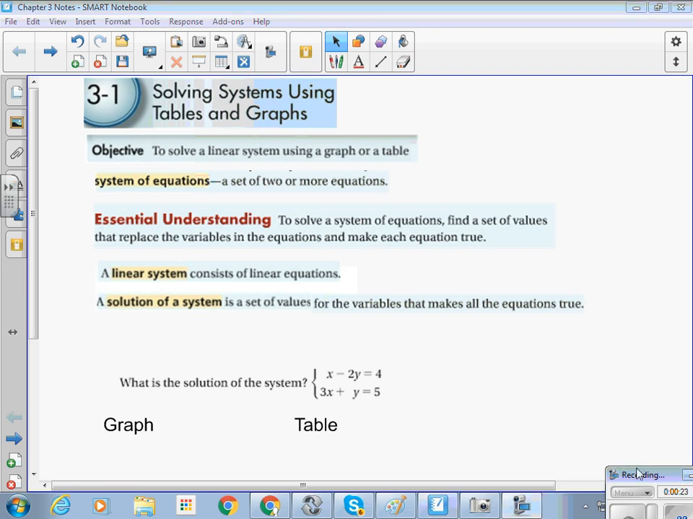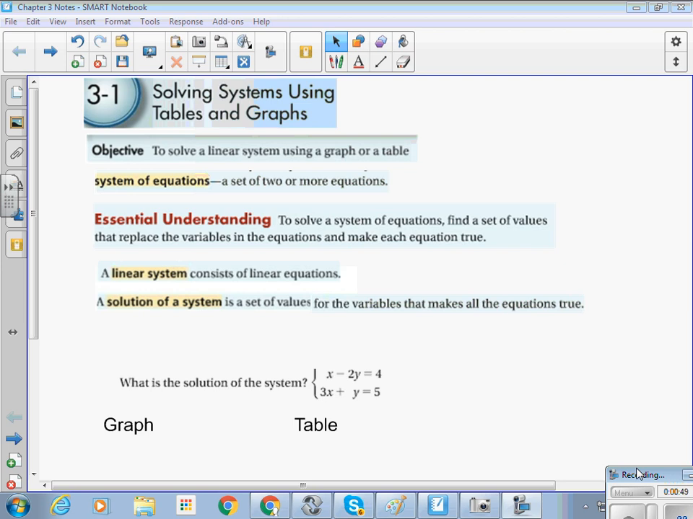So if we're going to solve a system of equations, we need to know what that is. I'm going to be referencing the term system of equations, and it is a set of two or more equations. So instead of one equation, we're going to have a couple or more.